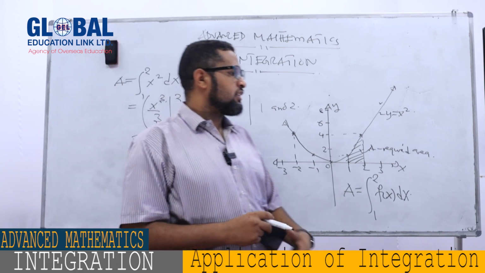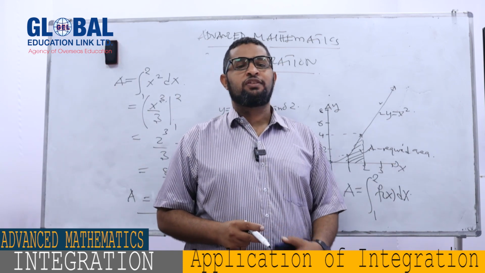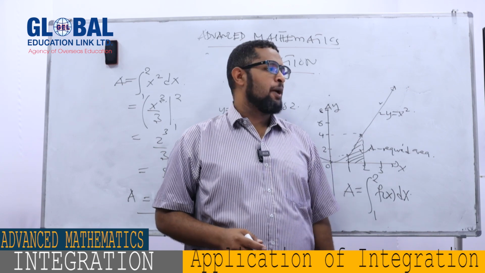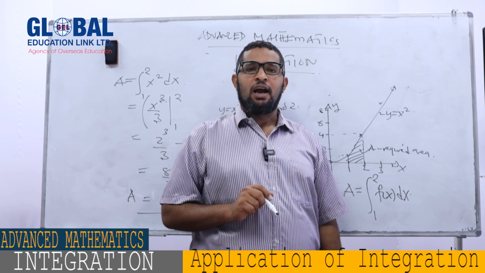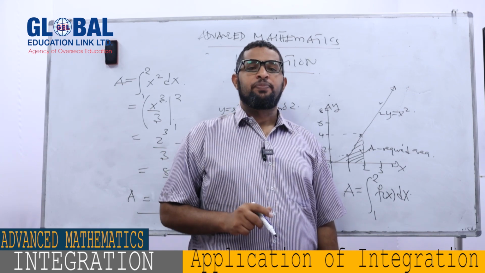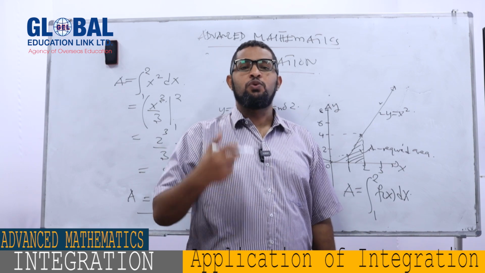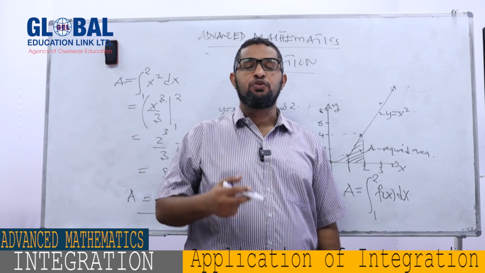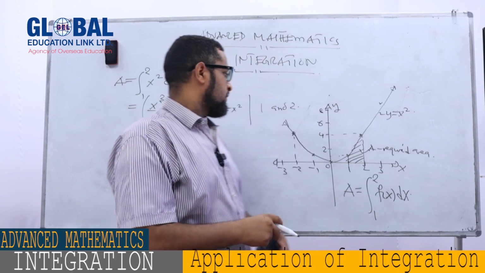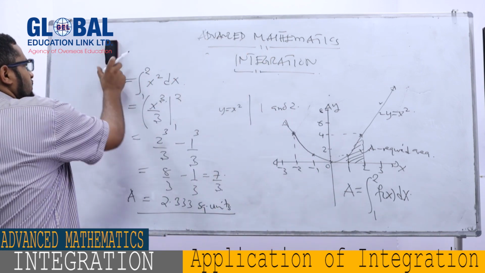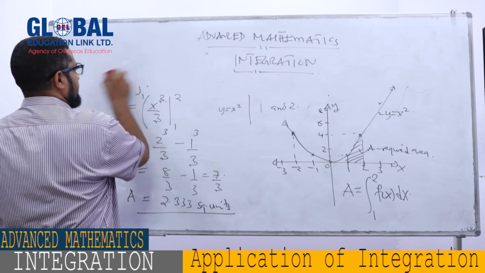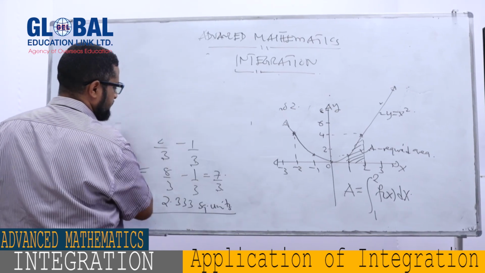Now thereafter, let's check the second example. Y equal to twice x minus x squared, and the x-axis. Here we're not given the limit, but without drawing, you cannot know which limit you are going to use to find your area. So, example number 2.